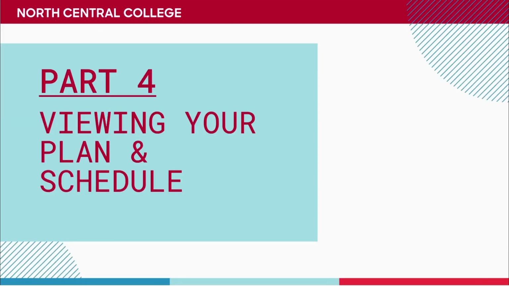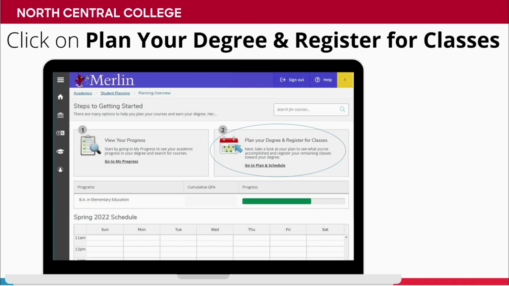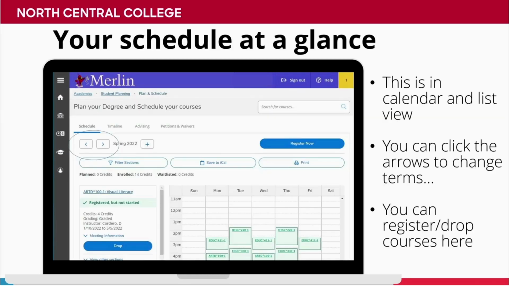The next part we're going to go over is how to view and plan your schedule in student planning. Navigate yourself back to the homepage of student planning and go to the Plan Your Degree and Register for Classes page. This page will automatically redirect you to your current semester at North Central, and you can see your classes that you're currently enrolled in, in a calendar view and in a list view. You can use the arrows in the top menu to scroll through different terms or semesters.